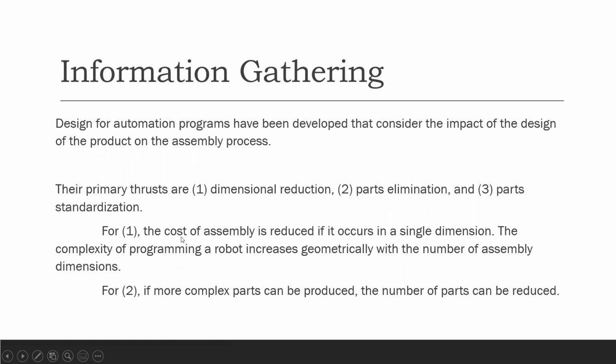So as you can see here, the cost of assembly is reduced if it occurs in a single dimension. The complexity of programming a robot increases geometrically with the number of assembly dimensions. If the complex parts can be produced, the number of parts can be reduced, which is true. Kung kaya naman nating i-print halimbawa yung mga complex parts, instead na ipoproduce ko siya ng 2 layers na ganyan, kaya ko naman pala siyang gawin isa. So yung complexity or number of parts natin ay ma-reduce. Okay?